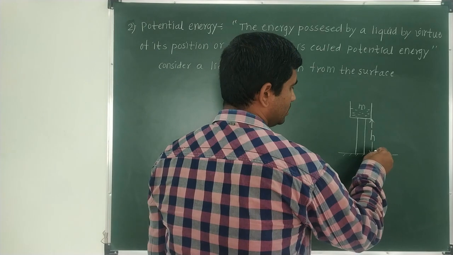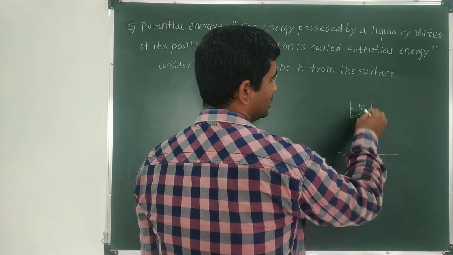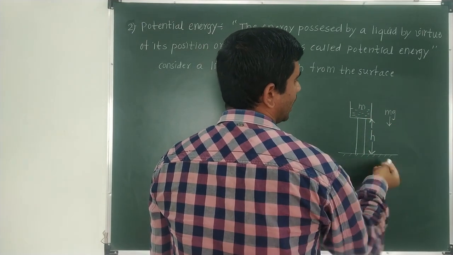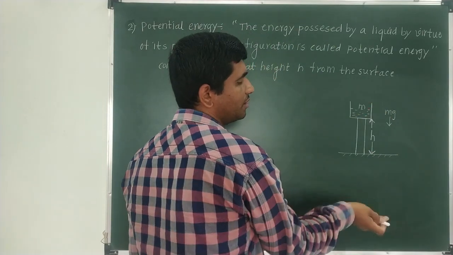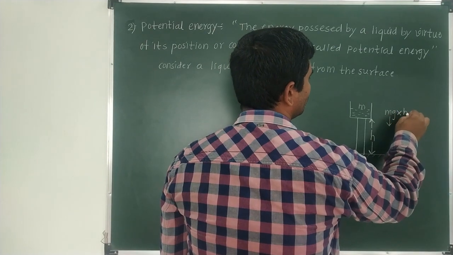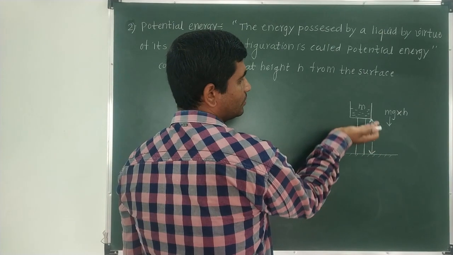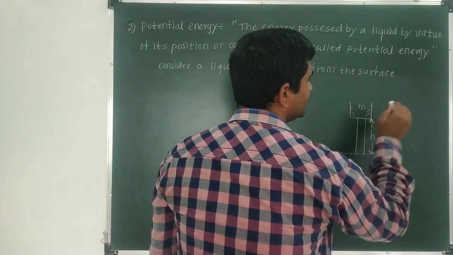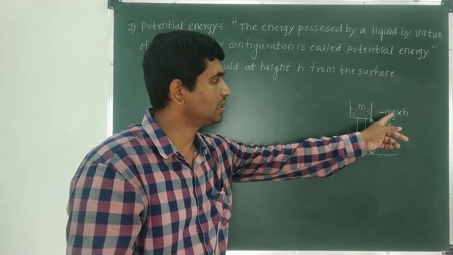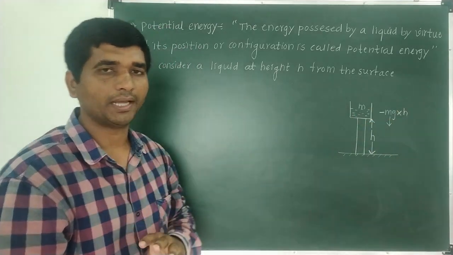Okay, and against this, this liquid is at a height h, so whatever gravitational force acts on it is mg. And against this gravitational force this liquid has been lifted to a height h. So the work done to bring this liquid from this surface to this surface is mgh, but it is in the opposite direction to the gravitational force, so that work done will be minus mgh.